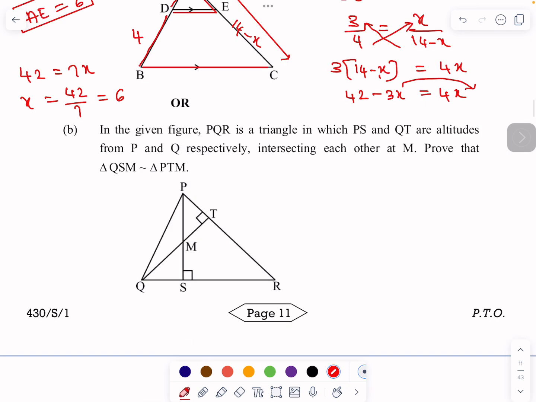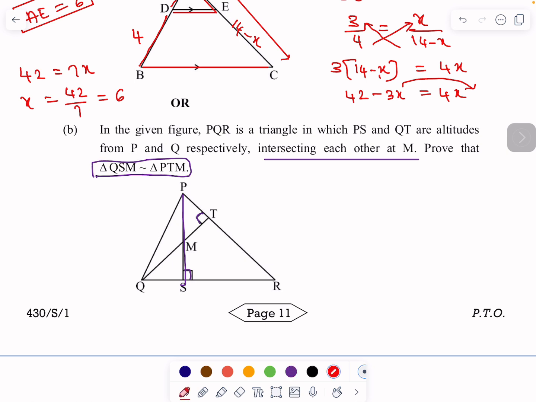Okay, in the next question, in the given figure, PQR is a triangle in which PS and QT are altitudes from P and Q respectively, intersecting each other at M. Prove that triangle QSM is similar to triangle PTM. So it is given that PQR is a triangle in which PS and QT are the altitudes. Here we have the 90 degrees, and the altitudes from P and Q respectively intersect each other at M.